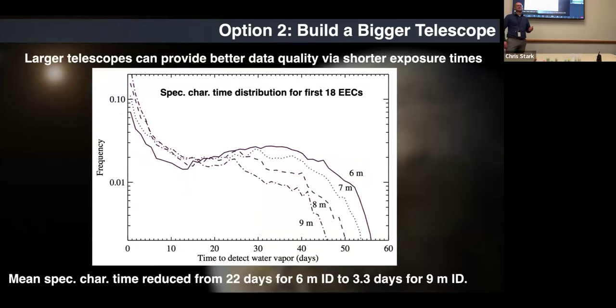Now, what is going on when you increase the aperture size? You are reducing your exposure times. This is showing you a distribution of spectral characterization times for the first 18 ExoEarth candidates. I won't get into why I picked 18, but you can see as you push to larger diameters, that distribution shifts to the left. It's even more dramatic than what is shown here because the y-axis is logarithmic. And we're reducing the mean spectral characterization time to find water vapor from 22 days, which, let's face it, is way too long to search for water vapor, to 3 days. So a huge reduction in spectral characterization time by going to a larger telescope.